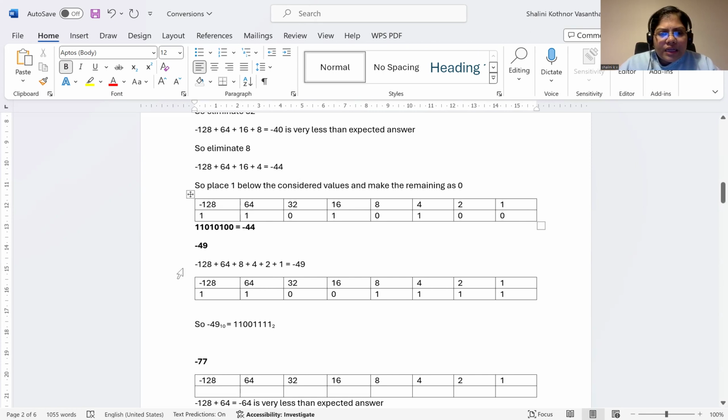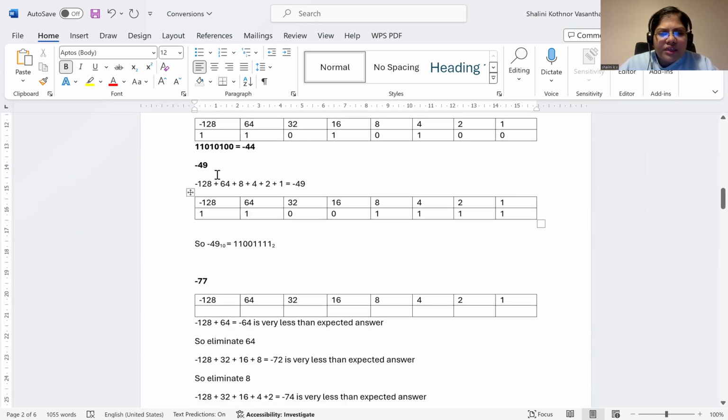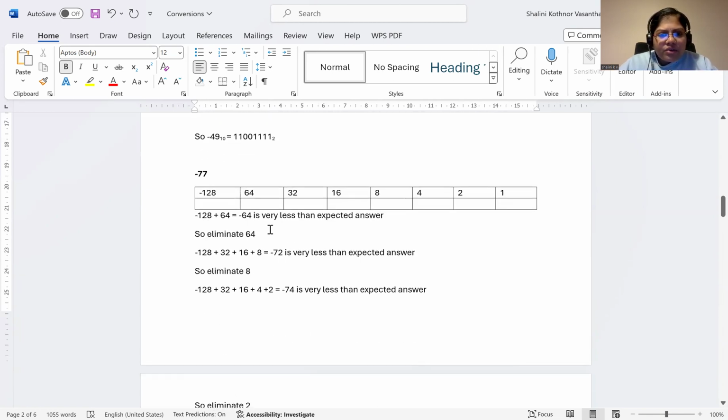Okay, let's see another example. Minus 49. We'll follow the same method. Starting with 128, add up the next number 64. Then if we try to add 32 or 16, the value would become too low. So that is why we have eliminated those two numbers. We have got the values 8, 4, 2 and 1. So that makes a total of minus 49. Okay, so next value, let's take up minus 77.